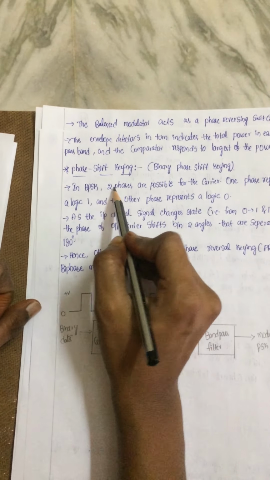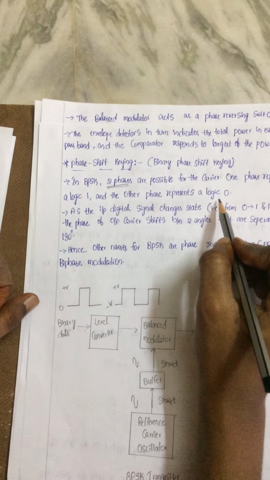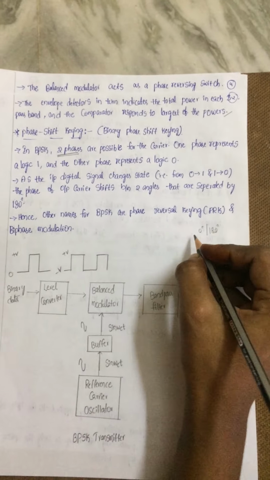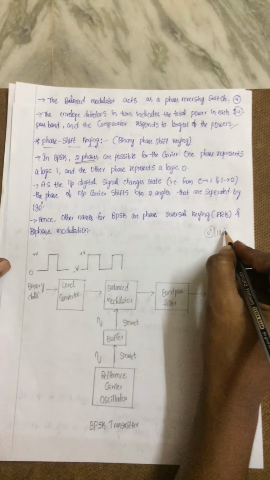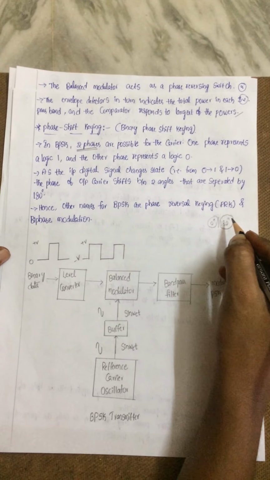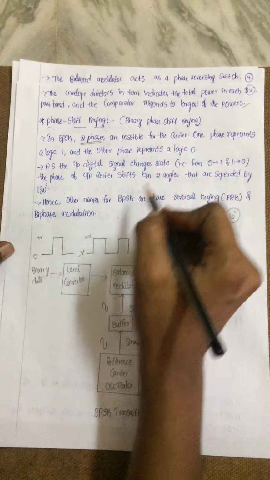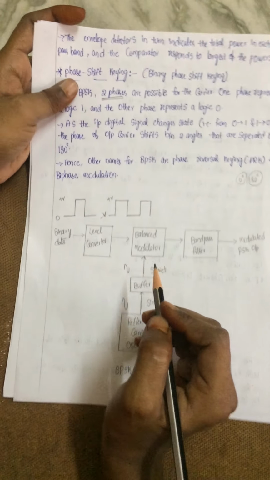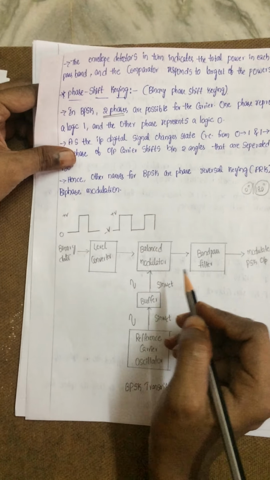So in BPSK only two phases are there, either 0 degree or 180 degrees. So for logic 1, 0 degrees means there is no phase shift. For logic 0, there is a 180 degrees phase shift. That we'll see now. So the modulator of PSK, let me explain. Then we'll see the waveforms, how we are getting them.